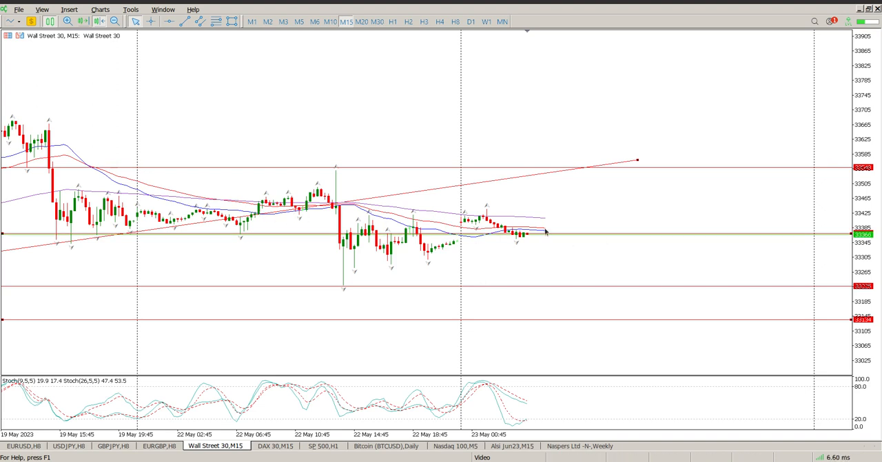Not when we're flat like this. This is just a recipe for disaster. You can see every time it starts climbing, we get sellers come in. Every time it starts dropping, we get buyers come in. And then we just sort of fizzle out. So I'm expecting more of the same, to be honest.